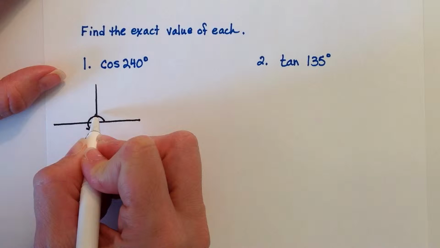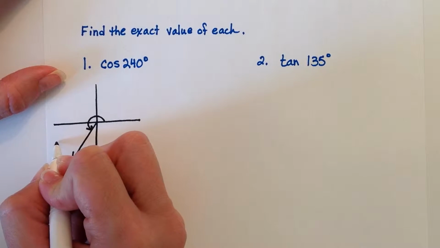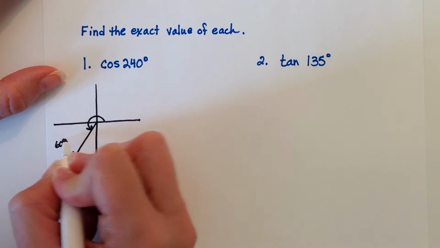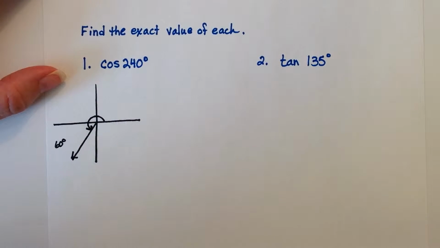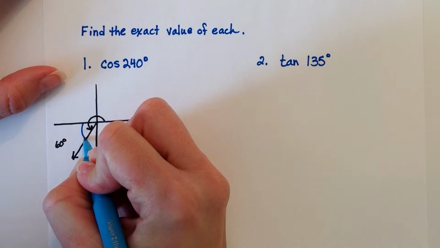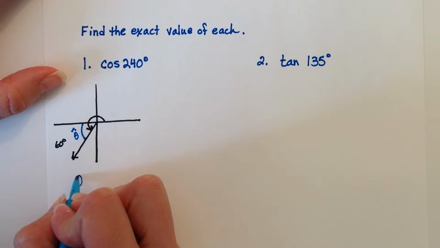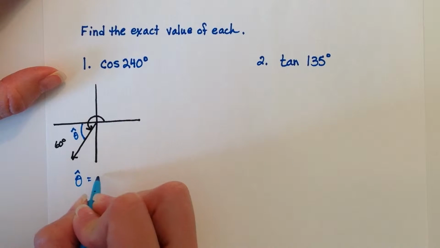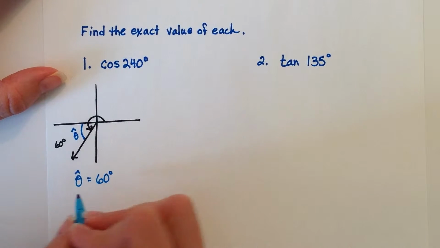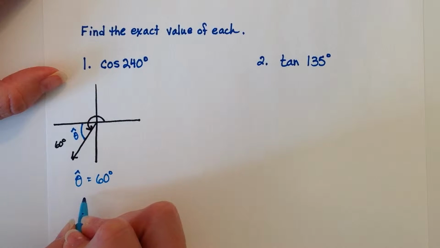Of course this is 90 degrees, 90 degrees. This portion would be 60 degrees, which is the portion that ends up being our reference angle, from here to here. Okay, so I know that my reference angle is 60 degrees. And the other thing that I need to be aware of is what quadrant I'm in. So we know that we are in quadrant 3.